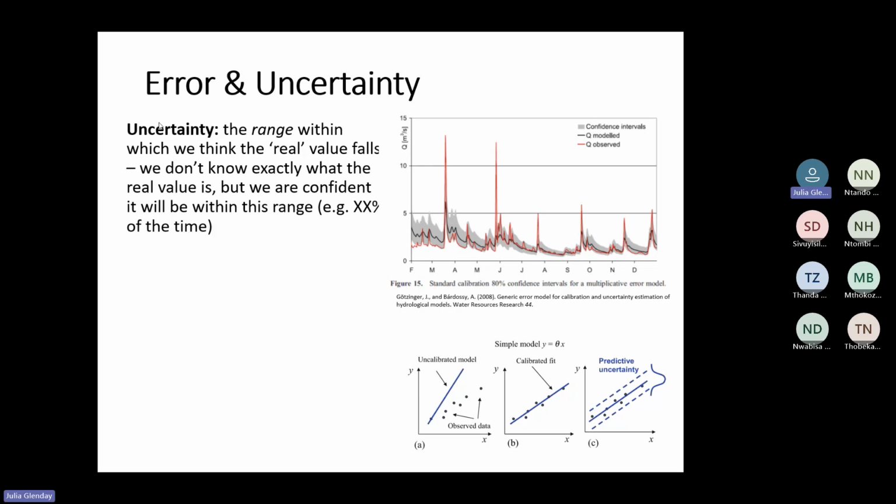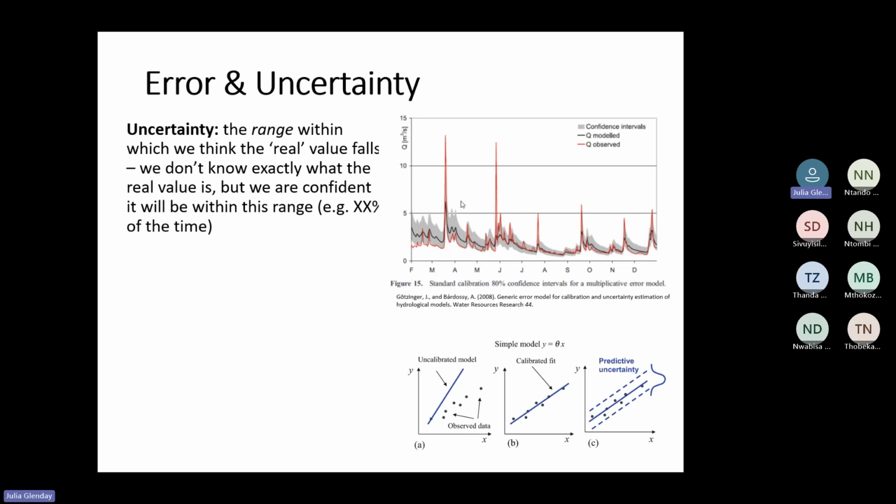So with uncertainty, and I'm sure you've dealt with this in various aspects of your work, I just wanted to bring it in context of what we're looking at with the model outputs here. It's a range where we think the real value is going to fall, and we look at it.